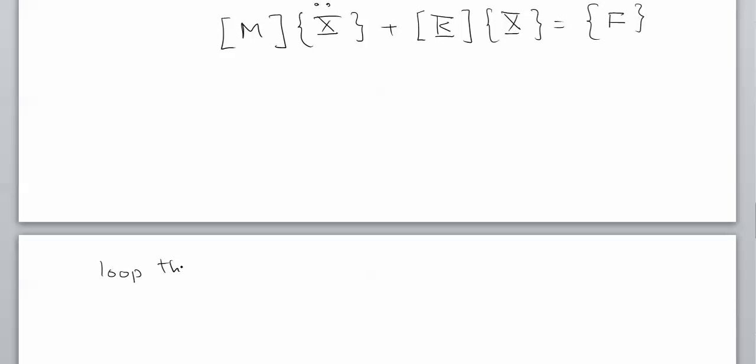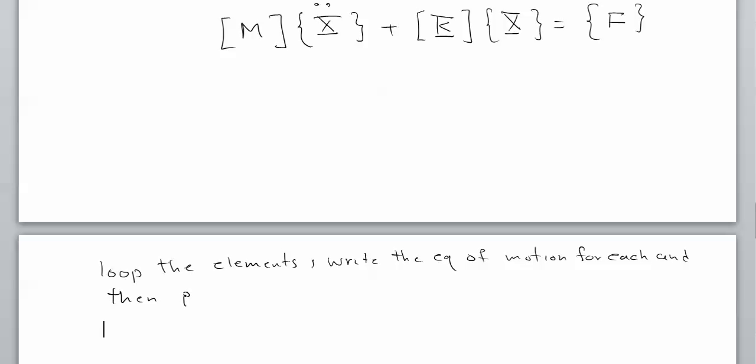Loop through the elements. Write the equation of motion for each, and then put it in the right spot in the global equation.